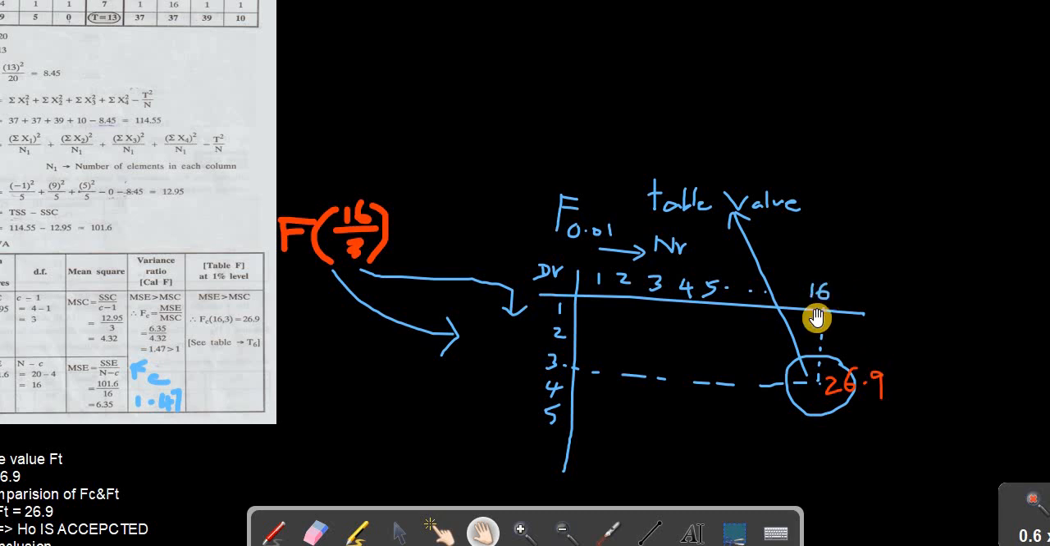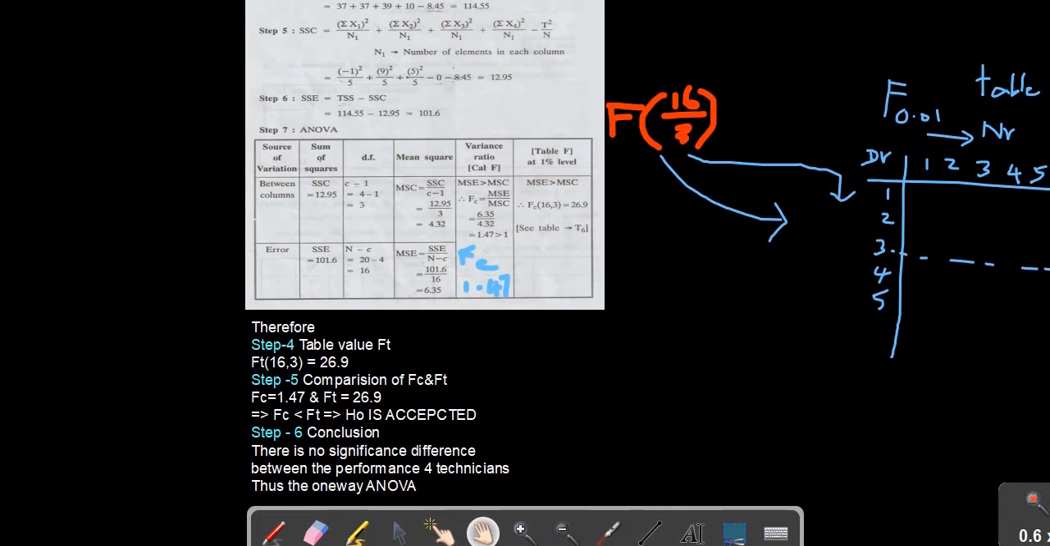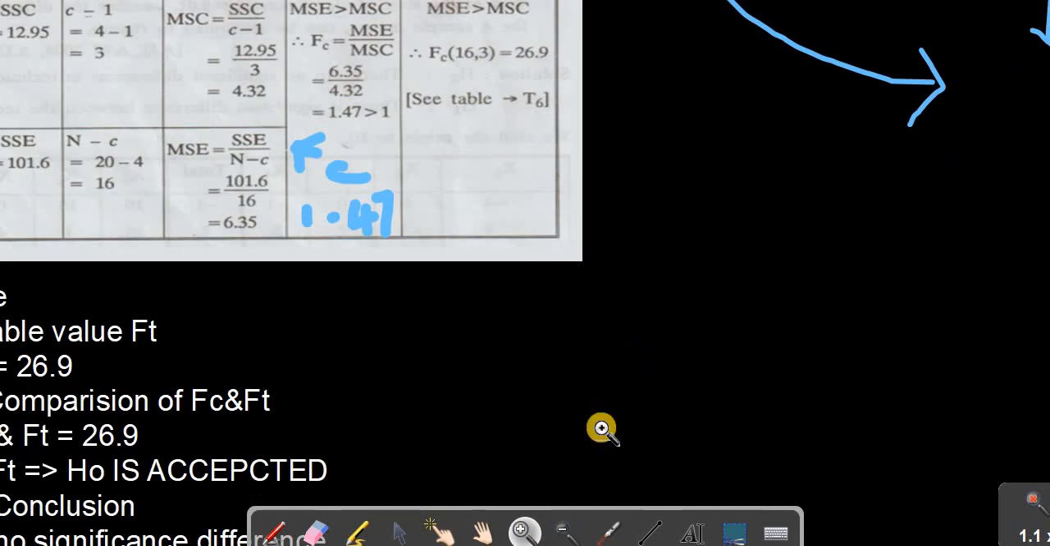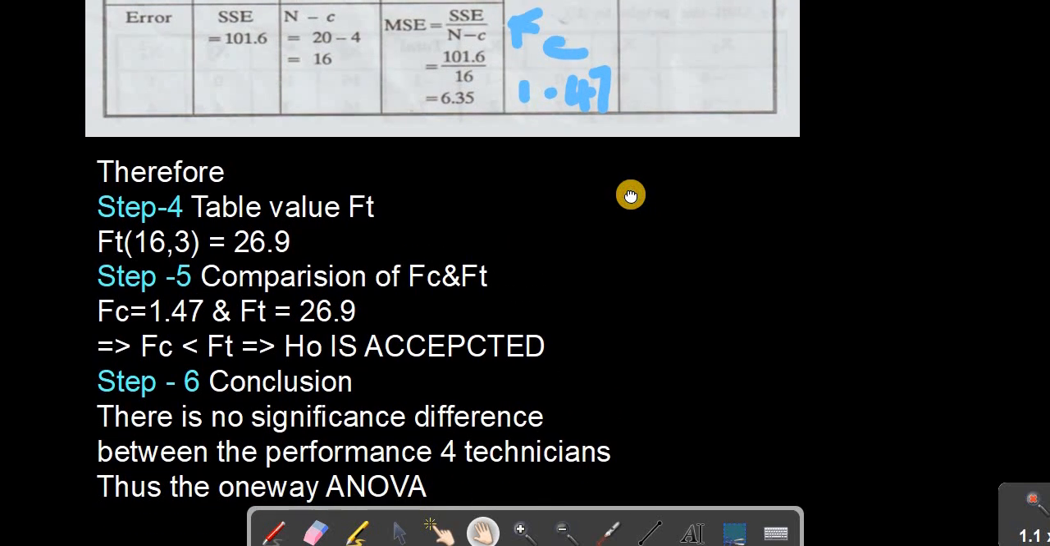The intersection of these two is a point, and that point is the F table value for the given situation. Therefore the F table value for 16, 3 is 26.9. Okay, 26.9. So this is the way you have to find out the table value. Okay, right, now let us go back to our problem. What's the next step? To find out the table value. Table value for 16, 3 is equal to 26.9.